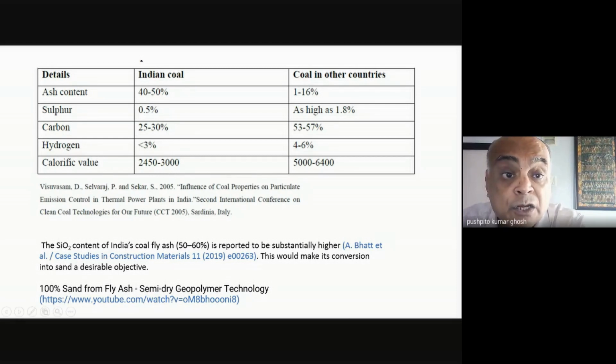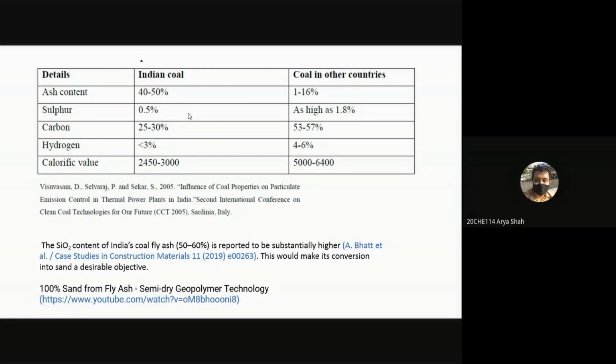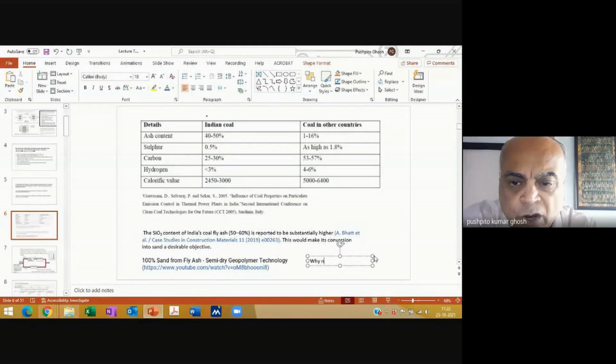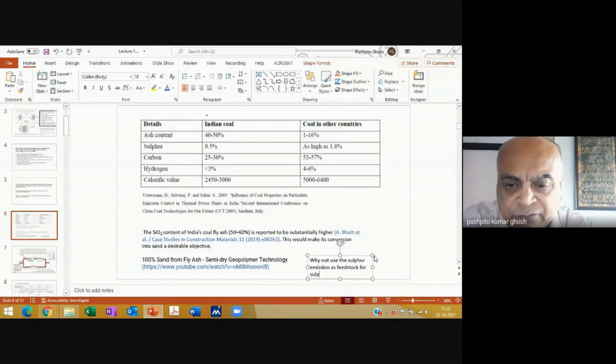So the question is, this sulfur is coming off as what? What will be the sulfur gas? SO2. Yeah, SO2, because at the temperature of the thermal power plant, and you remember the equilibrium plot, it will all be SO2. There will be no SO3. Why not use that as a source of sulfuric acid? What would be the problem compared to, let's say, the SO2 that we get from the Claus process? Impurities. Absolutely right. Impurities. Why not use the sulfur emission as feedstock for sulfuric acid?